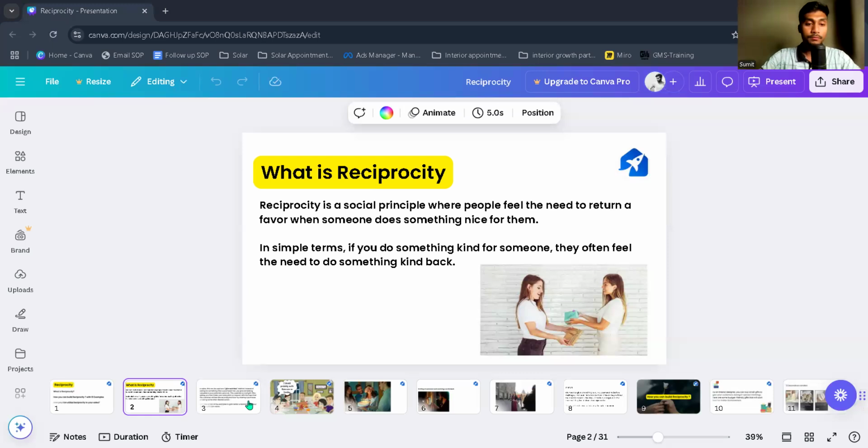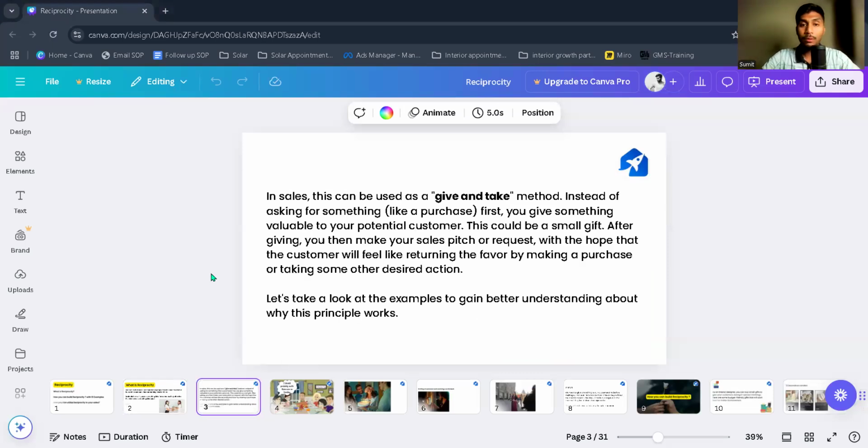Let's move ahead and see what we have. So in sales, this can be used as a give and take method. Instead of asking for something like a purchase first, you give something valuable to your potential customers. This could be a small gift. After giving, you then make your sales pitch or request, with the hope that the customer will feel like returning the favor by making a purchase or taking some other desired action.